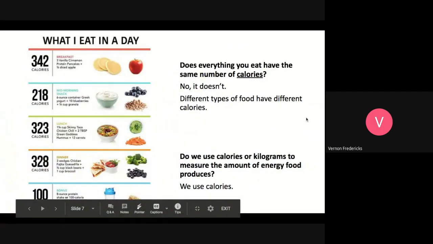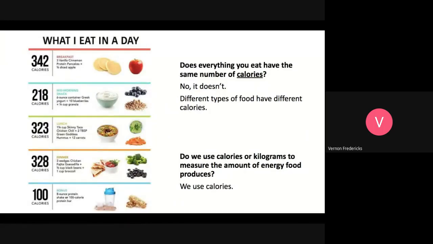Okay, students, now we have a picture here. What I eat in a day. What I eat in a day for breakfast, 342 calories. Okay, mid-morning snack, 218 calories. Lunch, 323 calories. Dinner, 328 calories. And a bonus is 100 calories.